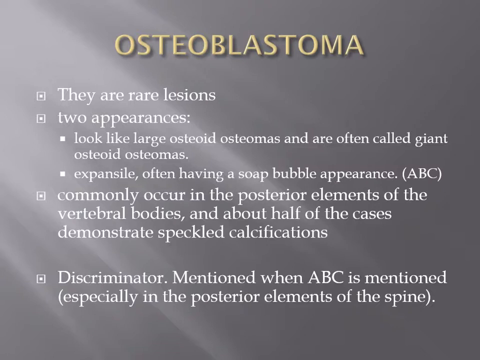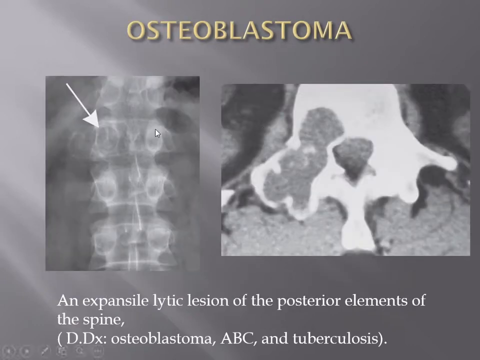Osteoblastoma is a rare lesion and has two appearances. One of them looks like a giant osteoid osteoma, and the other one is expansile, often with a bubbly appearance, looking just like an aneurysmal bone cyst. It commonly occurs in the posterior elements of the vertebral bodies, and about half of the cases demonstrate speckled calcifications. So the discriminator: whenever we suspect aneurysmal bone cyst, we should mention osteoblastoma, especially if it was in the posterior element of the spine, just like in this case.